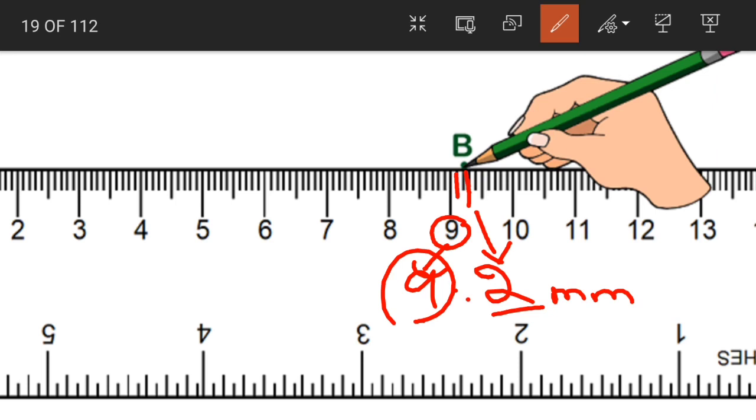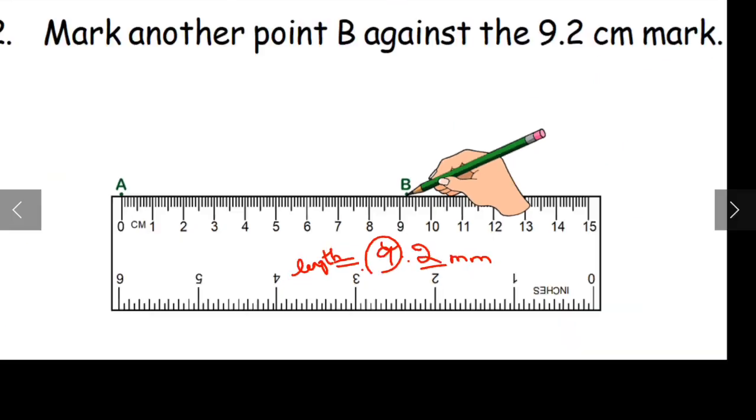As in the question they have given us that the length of the line segment should be equal to 9.2 centimeters, we are marking B at 9.2 centimeters. Suppose it was given as 6 centimeters, then we would have marked here at 6. If it was 4, we would have marked here. So like this, depending on the length given in the question, we have to mark our other endpoint.